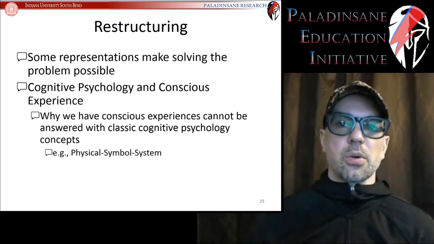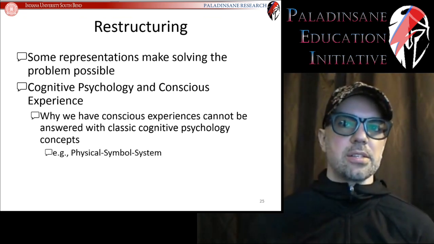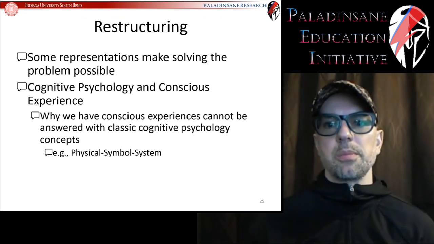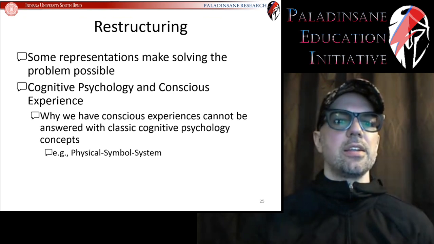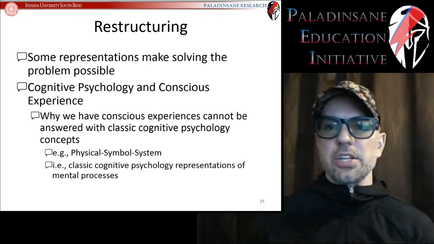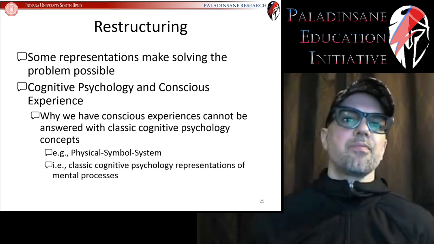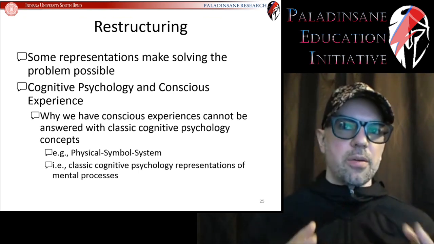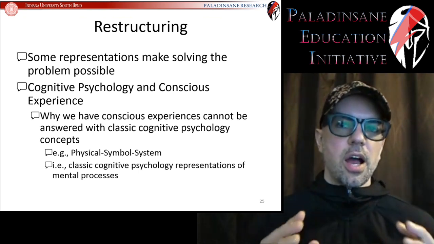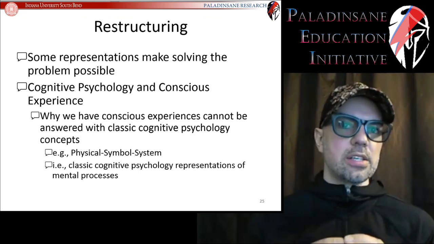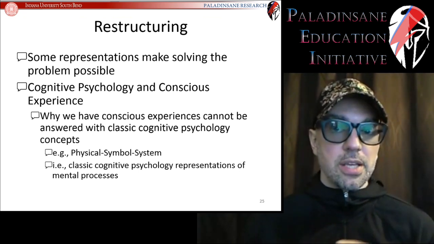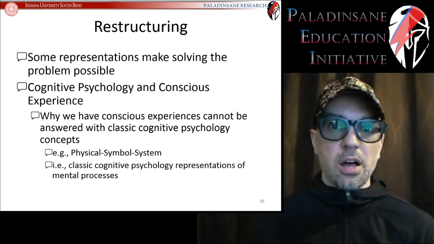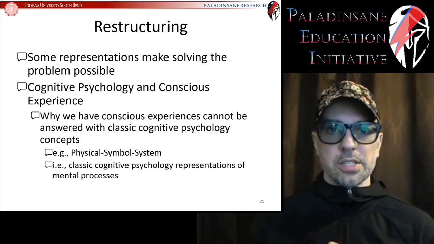This derives from the fact that cognitive psychology has based much of its work on the physical symbol system hypothesis and on these classic cognitive representations of mental processes. And it could be that these very concepts, the very way that we've structured cognition, are not allowing us to solve the problem of conscious experience.